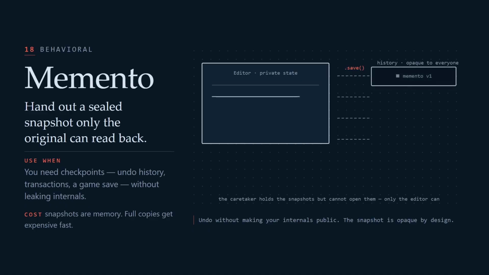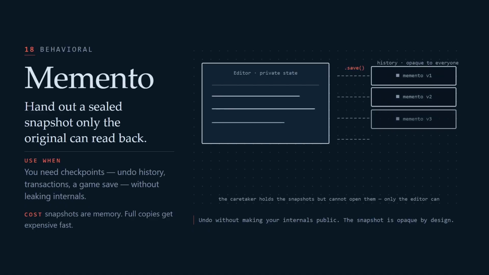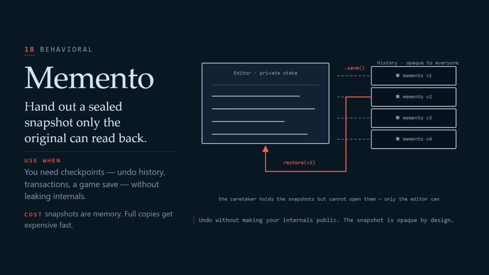After each edit, the editor hands out a sealed snapshot. The history holds them, but can't open them. Only the editor can read one back. That's undo without making your internals public. Snapshots are memory, full copies get expensive.